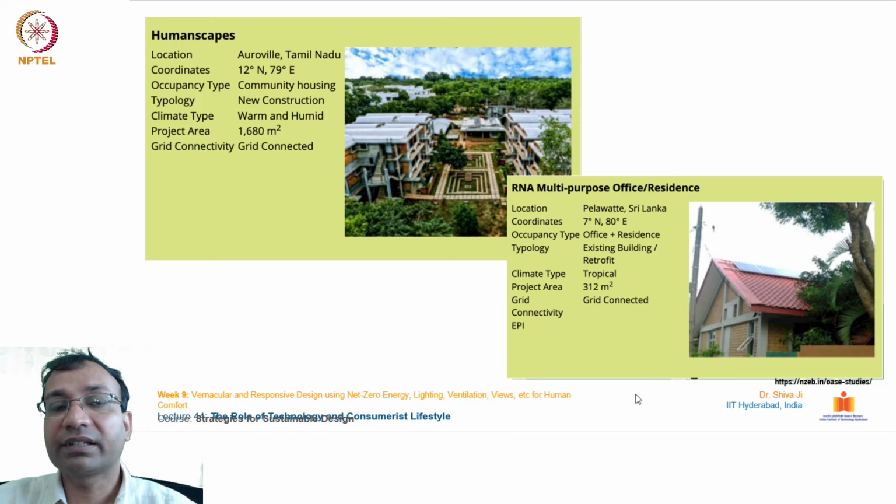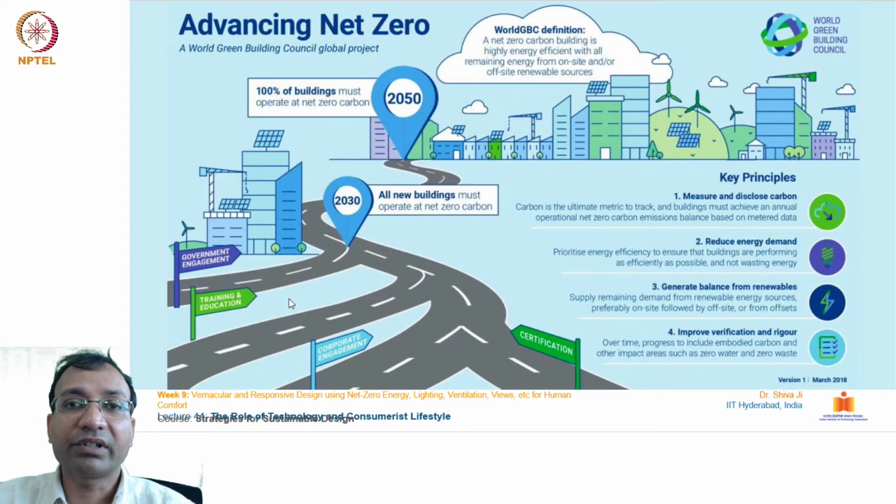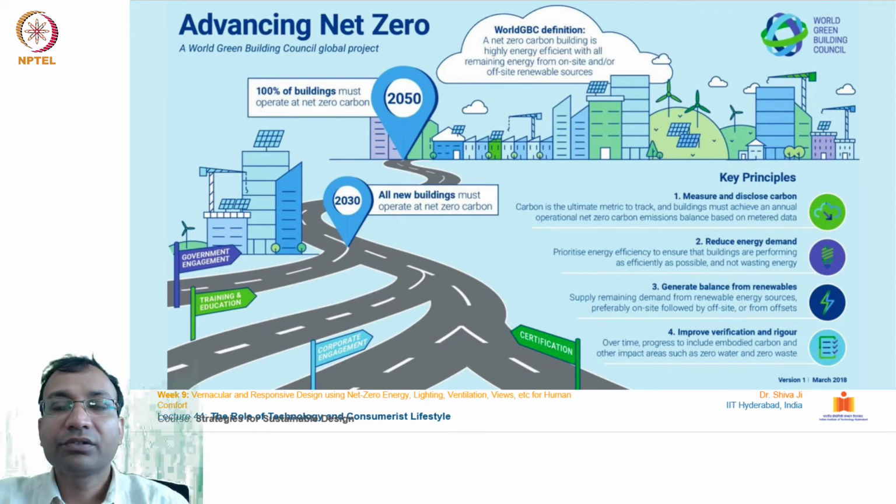Next, we have an example of a household, a small scale project, the RNA multi-purpose office cum residence, located in Sri Lanka. This is an office cum residence building that was an existing building, and this was done as a retrofitting. It is situated in a tropical climate, 312 square meters, and is also connected with the grid. So this is an example of how a small household unit can also go for such power generation.